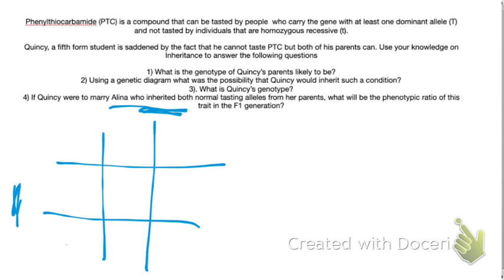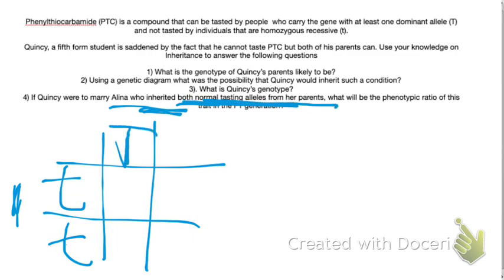So let's say Quincy was... What was his genotype? Yes, he was homozygous recessive. Remember that from the previous slide? Good. And Alina, it says she inherited both normal tasting alleles from her parents. So that means what? She is homozygous dominant. Can you see that? Yes, she's homozygous dominant. And if she is homozygous dominant and her boyfriend or her husband is homozygous recessive, what will we have when we cross them?